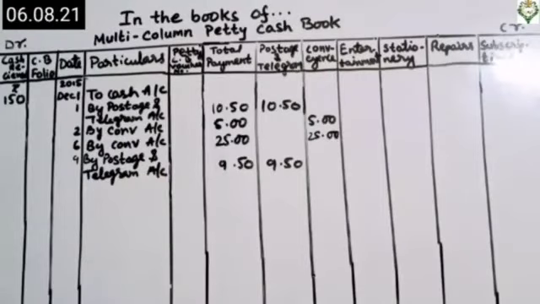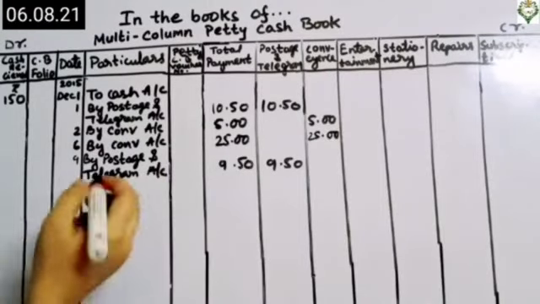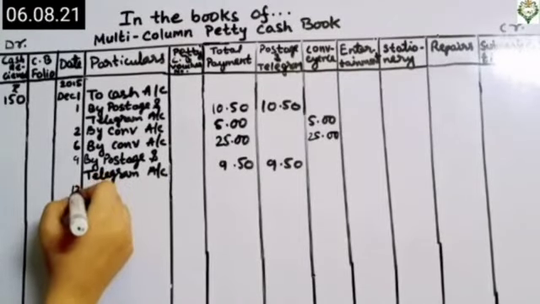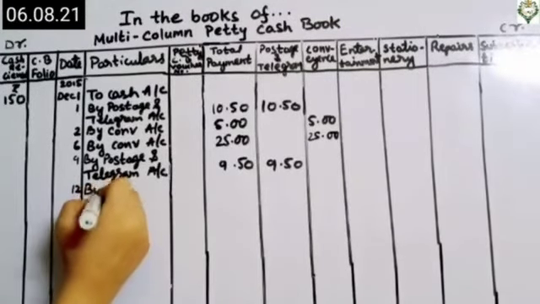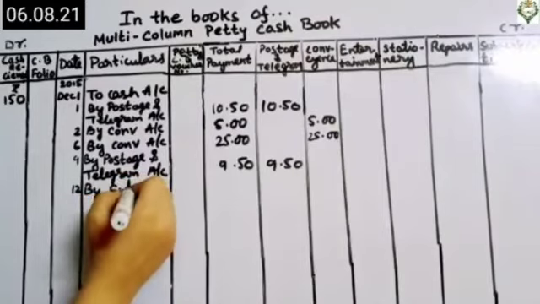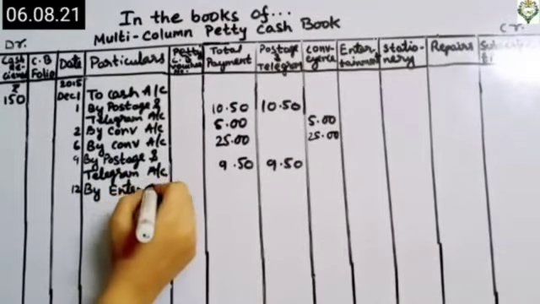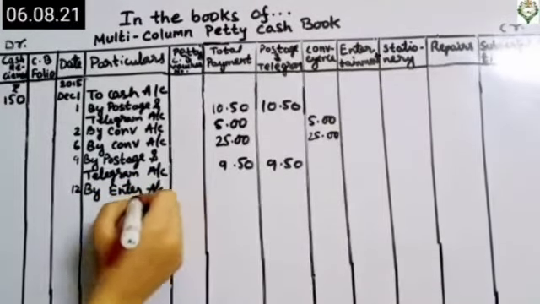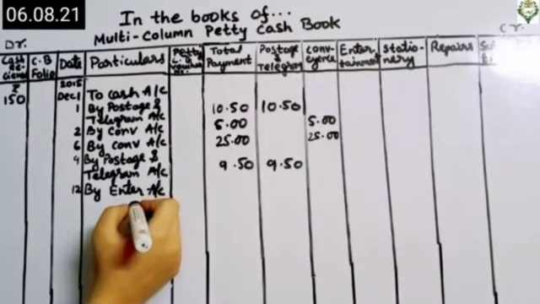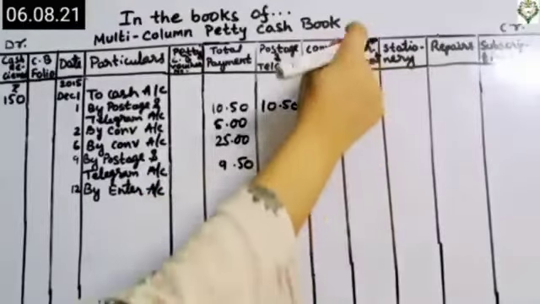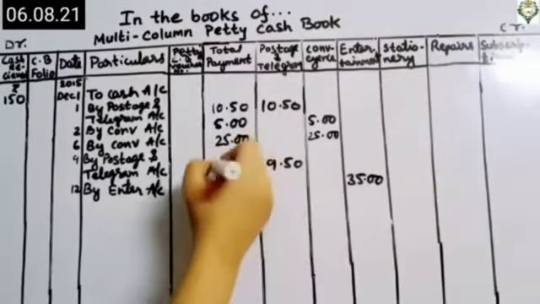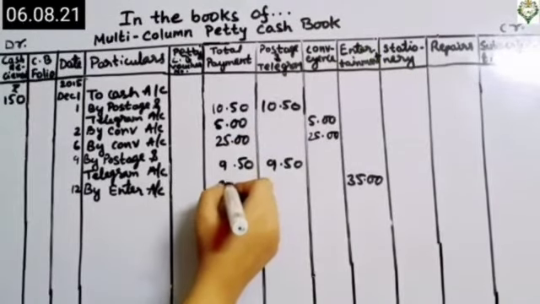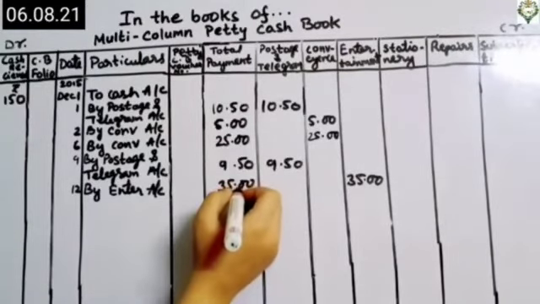Next transaction has been done on 12th, so we have to write here 12th. Entertainment expenses for guests, so we have to write here by entertainment account. I am writing in short. The amount is 35. So this is the entertainment column. Here we have to write 35.00, and we have to record in the total amount also 35.00.